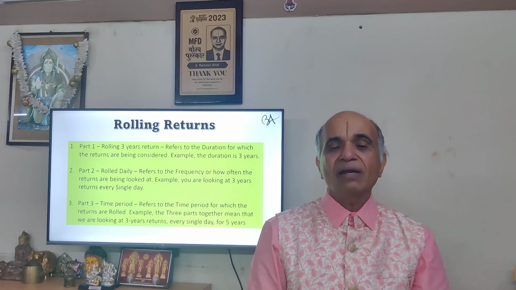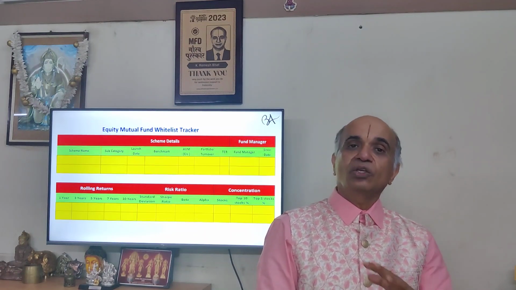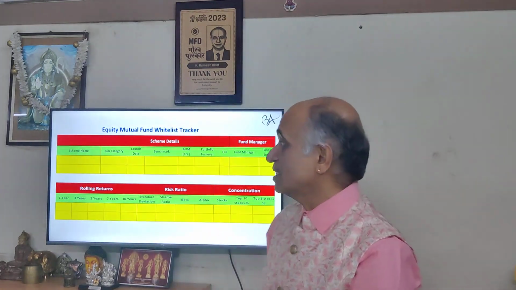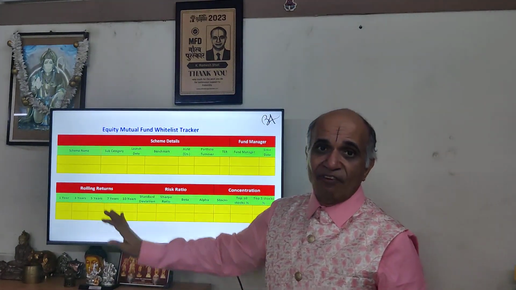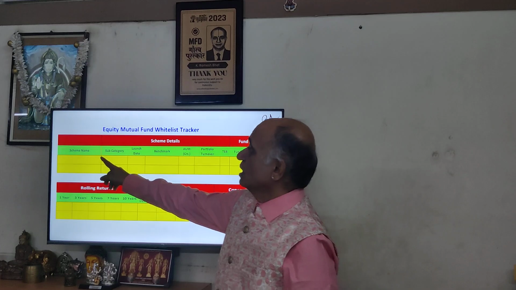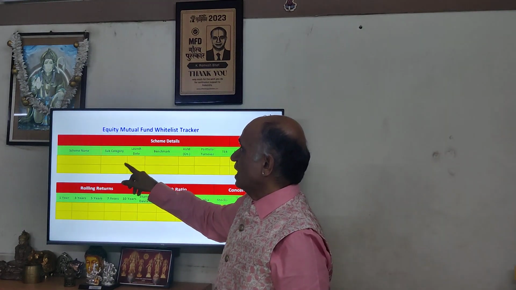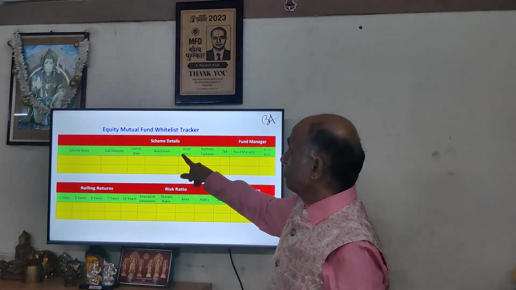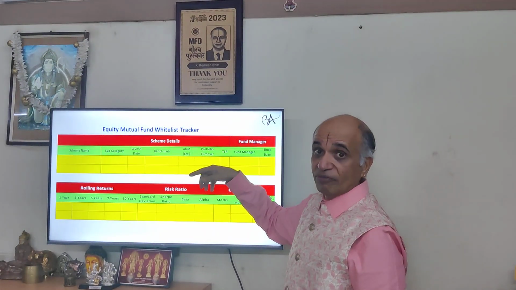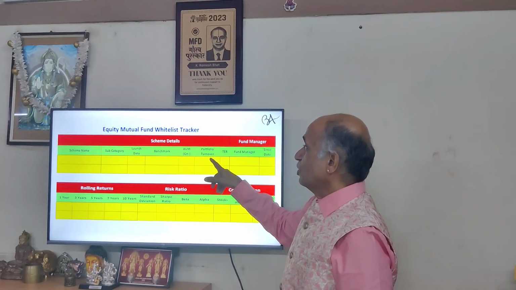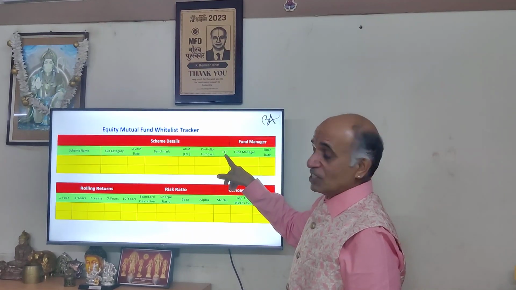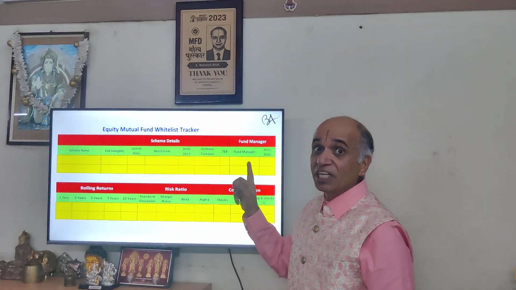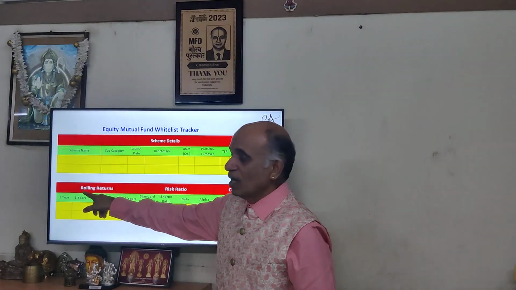So based on the rolling return, you can take your returns and prepare a chart like this. That is, create an Excel file like this, mentioning the scheme name, subcategory, when the fund was launched, what benchmark they use, the AUM of the fund, portfolio turnover, total expense ratio, fund manager, and since which date he has been the fund manager, and rolling returns.